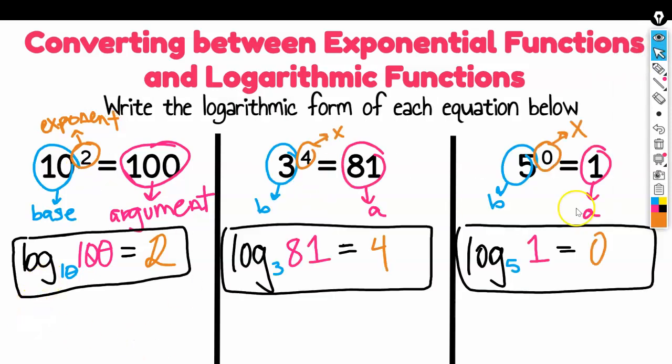I think it switched screens at the last minute there, but this is what these answers look like. So notice that b, our base, like here it's 3, always stays on the bottom. Here it's 5, it stays on the bottom. Then my argument and x, which side of the equal sign they're on, switches. So 81 should be over here now with the log, and then the exponent should be on the other side. Here the 1 is with the log, and the exponent should be on the other side.